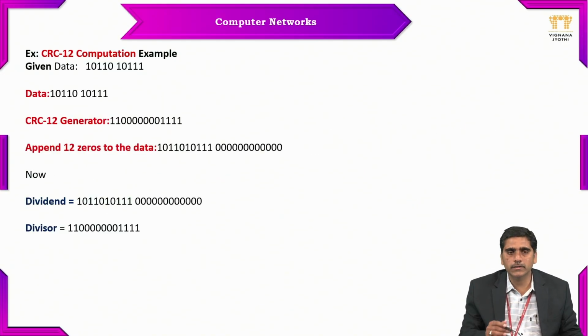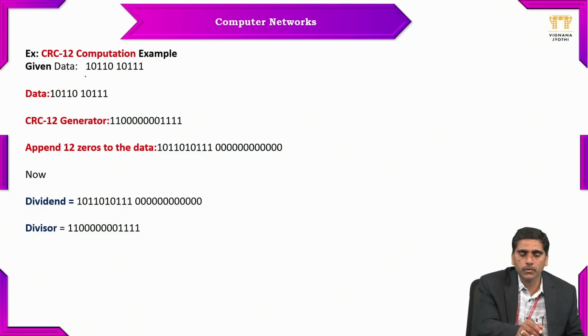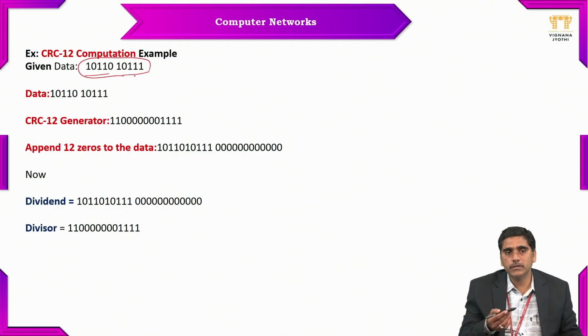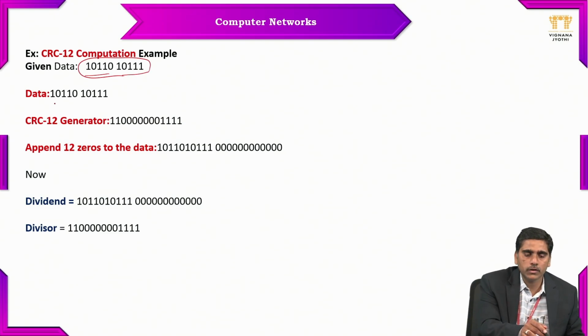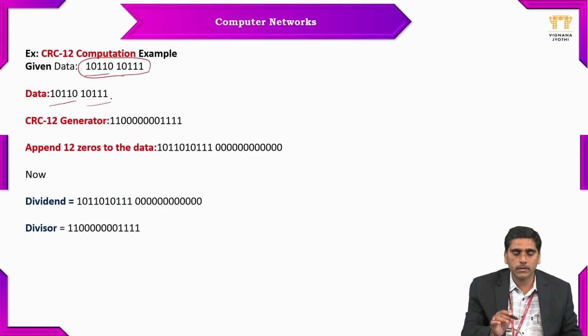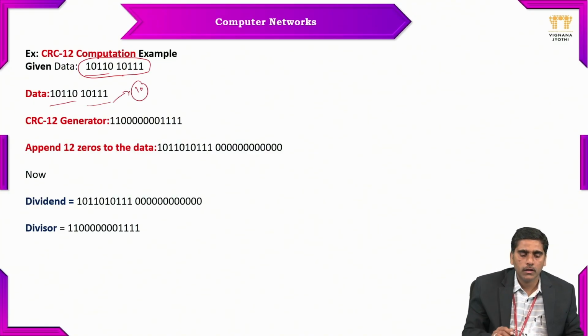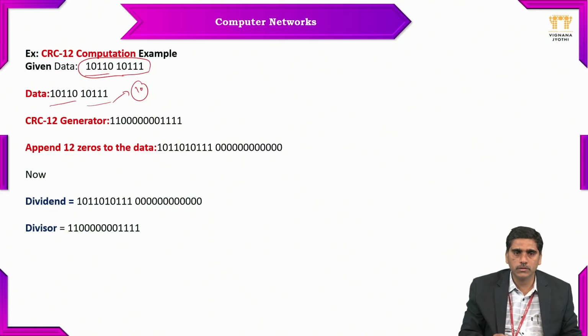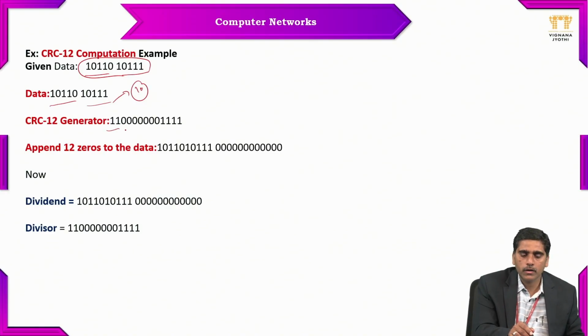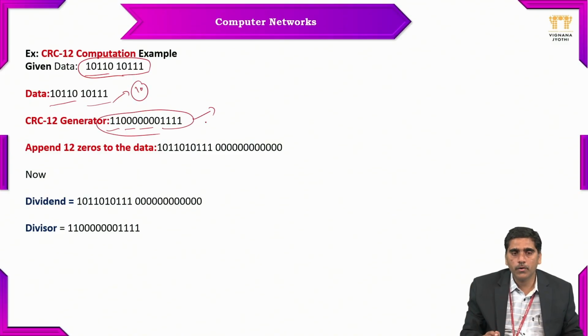So let us see an example of how the CRC computation proceeds. As per the steps we are following, the given data is 10110 and 10111. This is the data we are computing with the help of the CRC-12 computation example. We have the degree of 12, so we can use the CRC-12 generator. So 11, 000 and 0001 and 11. This is the CRC-12 polynomial generator.